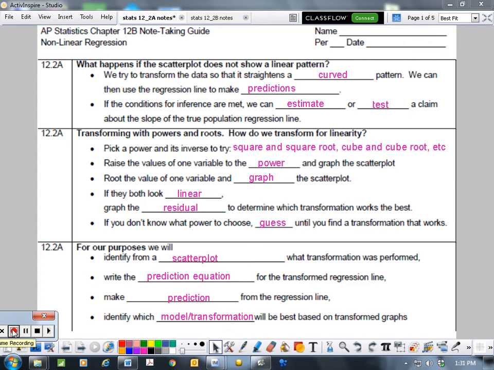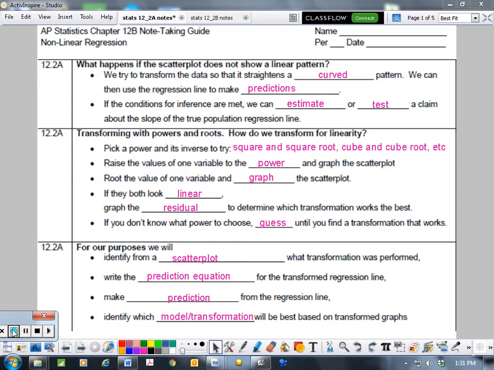Okay, so now in 12.2, we're going to look at what happens if our graphs, our scatter plots, are not linear. What do we do if it's not linear? Everything we've done so far has been pretty linear. So now what happens if it's not linear?